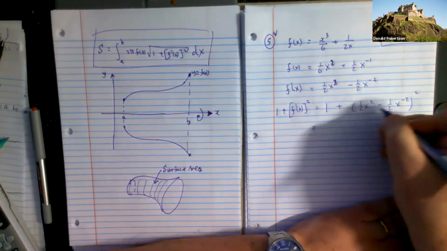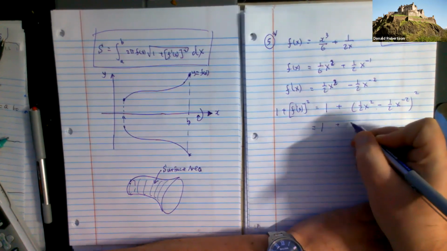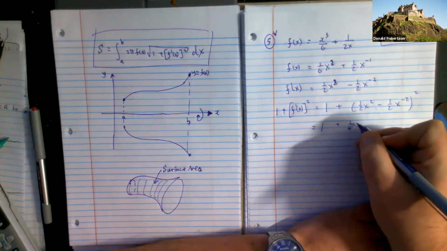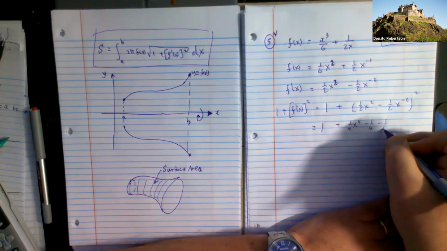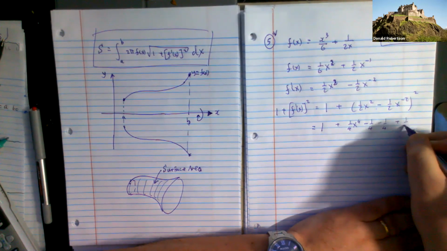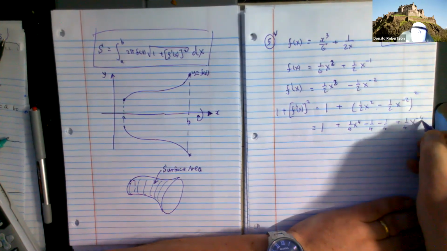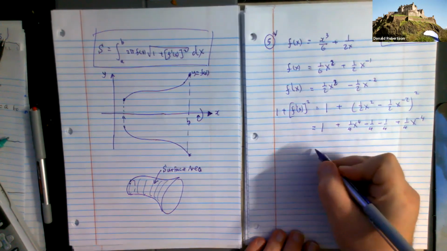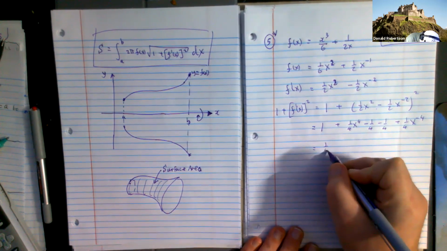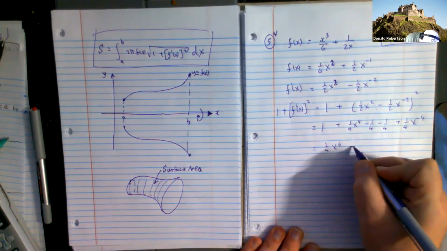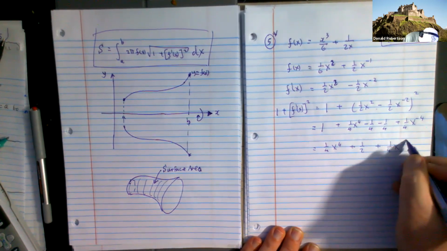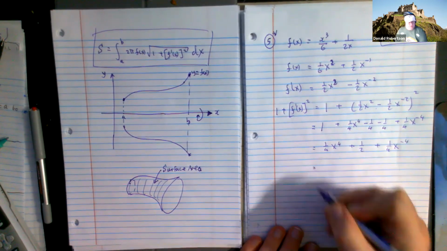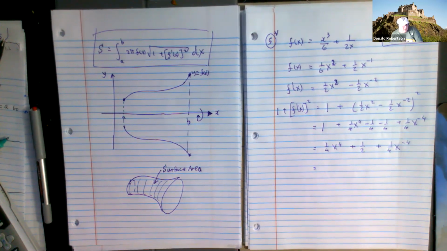And if you FOIL this out, you will get this, this, this, and that. And then you tidy it up. You've got this, this, and this. It's very deja vu, isn't it? It's very like the second, third question we did today.